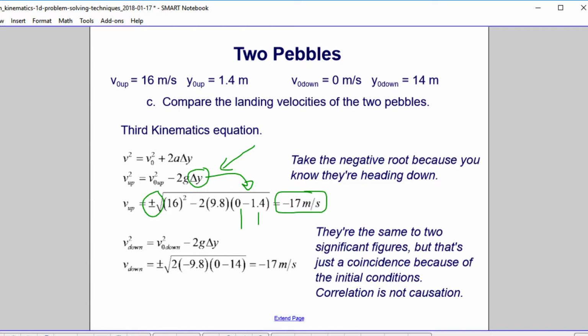For the pebble that just falls, we have no initial velocity, and we just have this term, and we find out that that is also minus 17 meters per second. Now, don't read too much into that, okay? That's just true to two significant figures. If you were to take some more sig figs, you'd find out that the numbers are different. So correlation here is not causation. There's no relationship between those two velocities being so similar, other than that's how we chose the initial conditions.